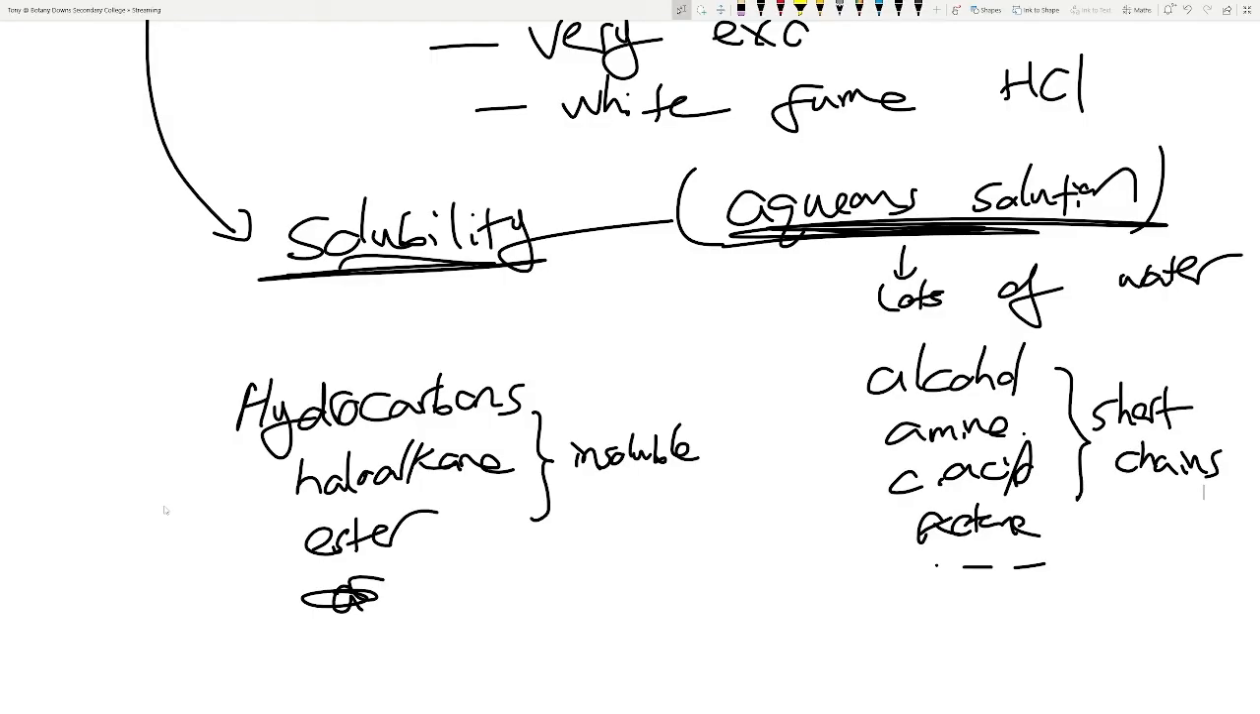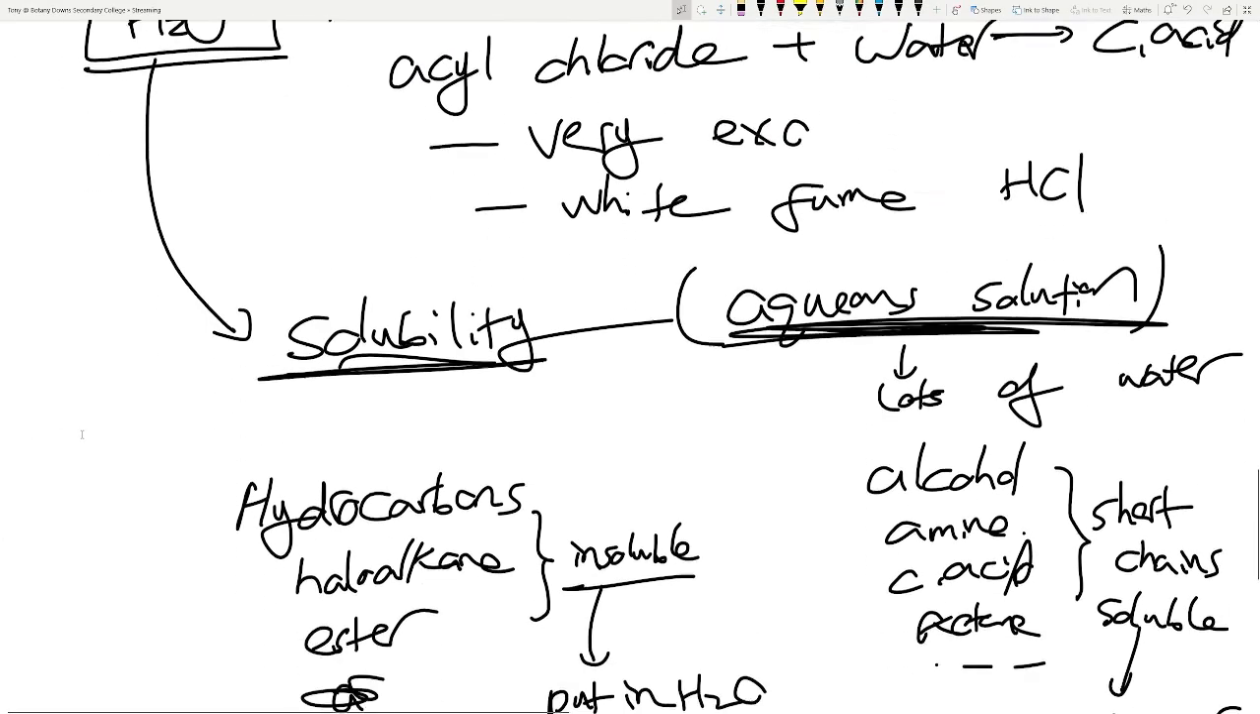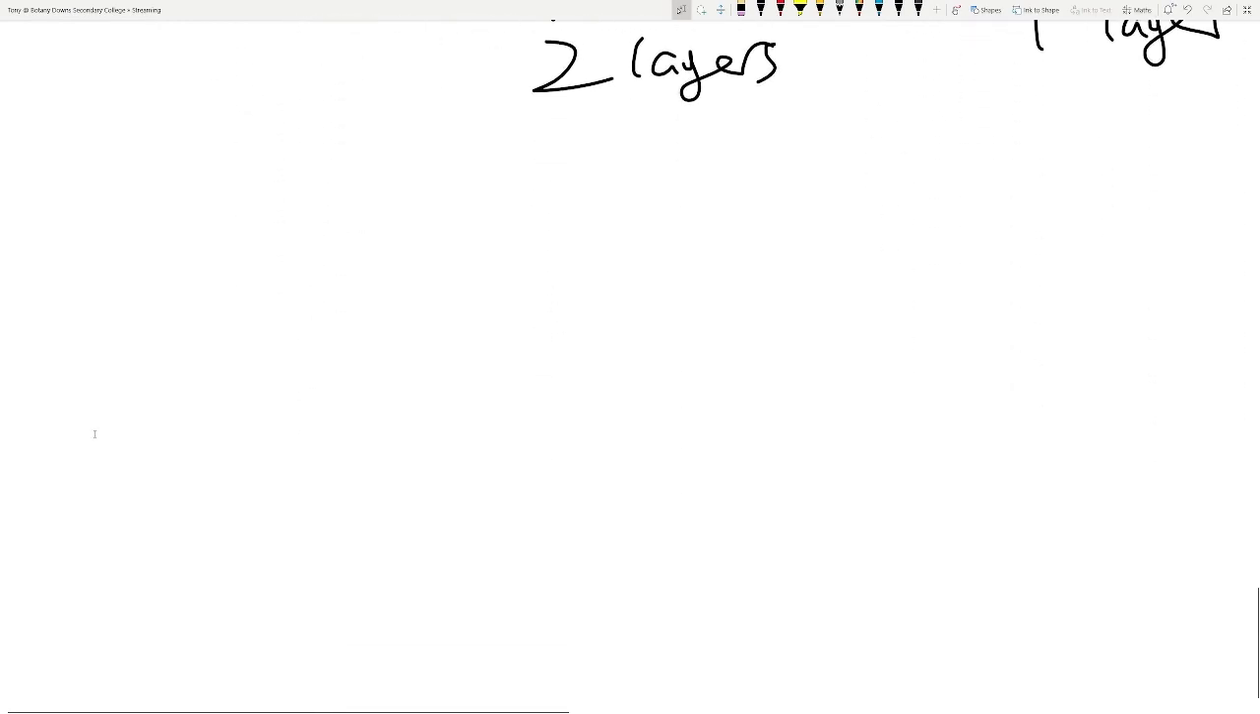So how does the insoluble and then the soluble part come into play? If you put this guy in water, in H2O, you will see 2 layers because they don't mix. If you put the soluble stuff in there, you will see 1 layer because they dissolve into one another. So that's what water does. Okay, so you can use water as a reaction with the acid chloride, or you can do that with the solubility. And then there's that carbonate thing that we talked about.